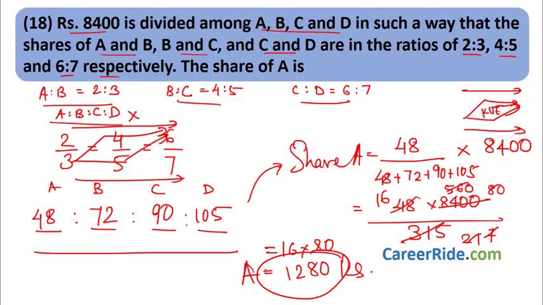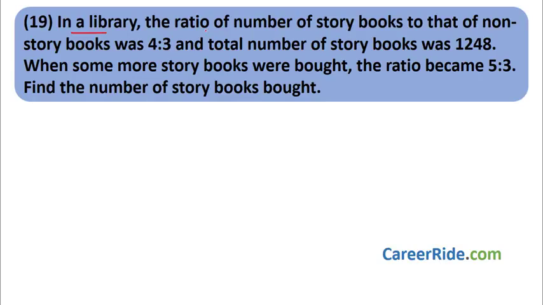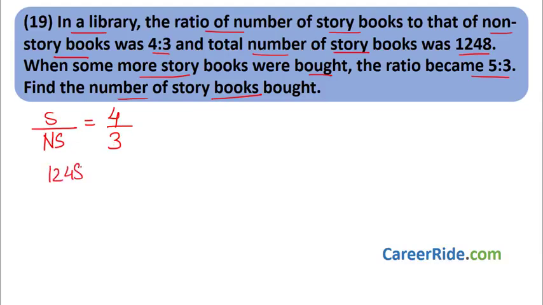Moving to question number 19. In a library, the ratio of number of storybooks to that of non-story books was 4:3 and total number of storybooks was 1248. When some more storybooks were bought, the ratio became 5:3. Find the number of storybooks bought. Now very easy, what have they given? Ratio of number of storybooks to that of non-story books was 4:3, that is 4/3, and total number of storybooks was 1248. So we will have 1248 upon non-story books would be equal to 4/3.